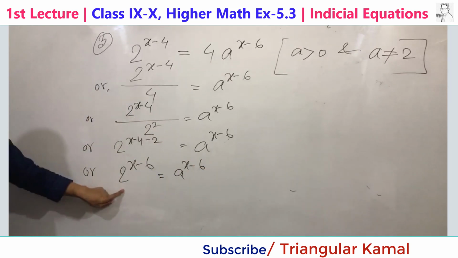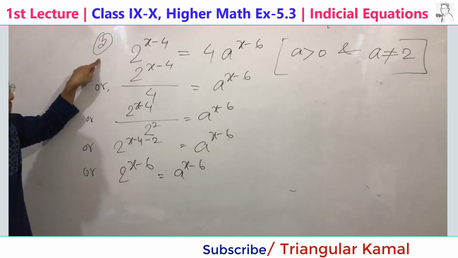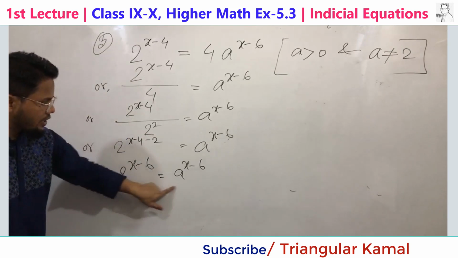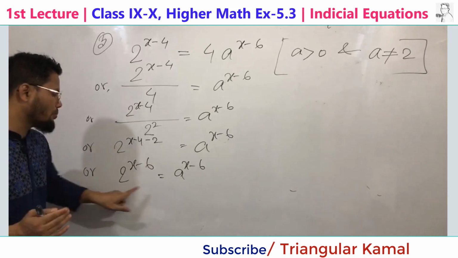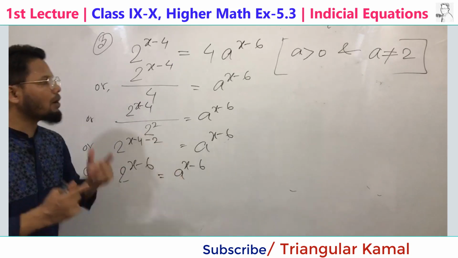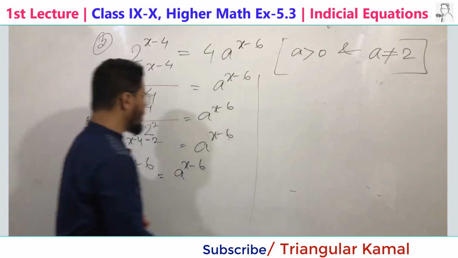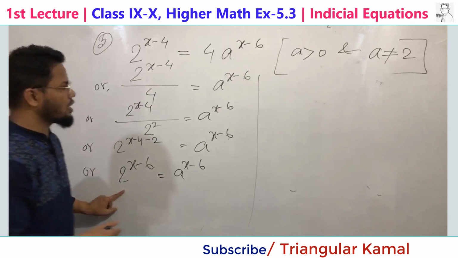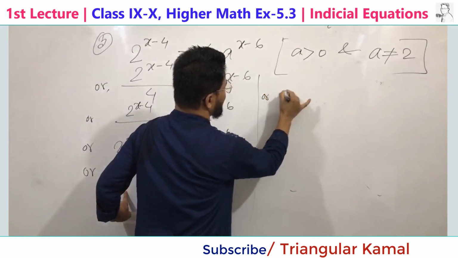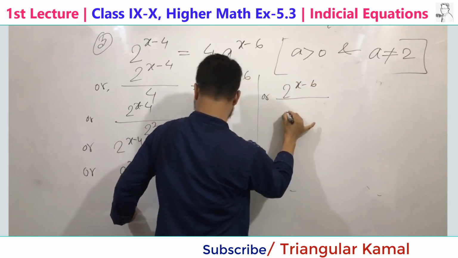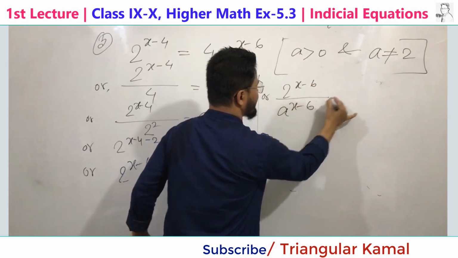And this is now the same maths as question number 2. After doing this calculation, this part is now similar to question number 2. Here the bases are not the same, but on both sides the power is the same. So now start as in the previous one. Shift this one from the right side to the left side. This will be 2 to the power x minus 6 divided by a to the power x minus 6, equals 1.